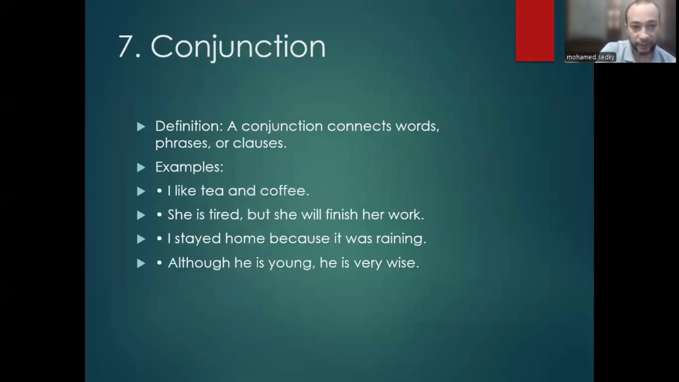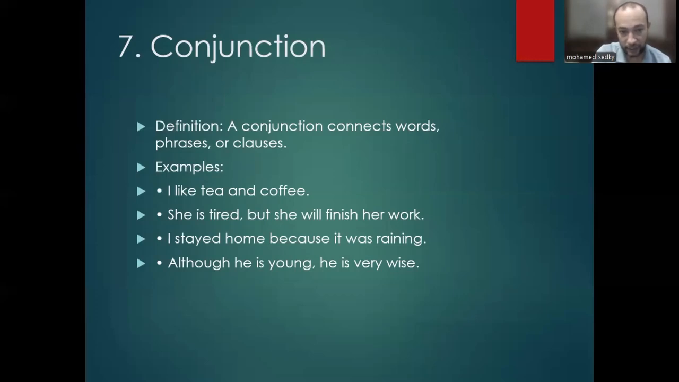Number 7, which is the conjunction. A conjunction is simply a linking word. It's used to link words, phrases, or even clauses. I like tea and coffee. So it links the two words, tea and coffee.